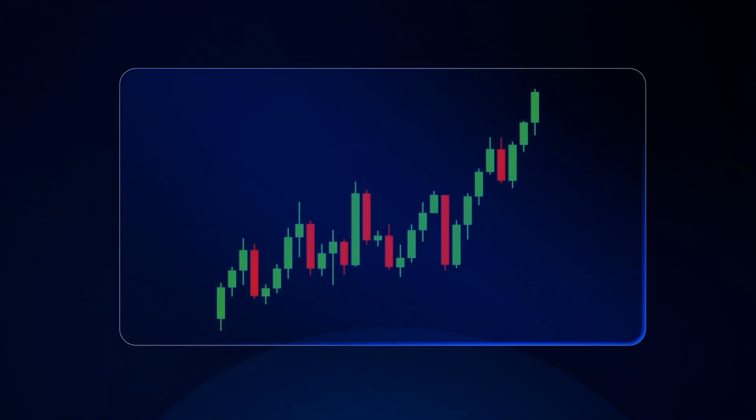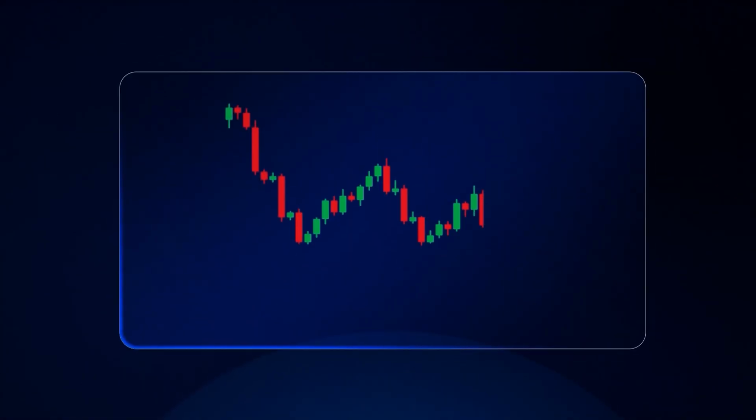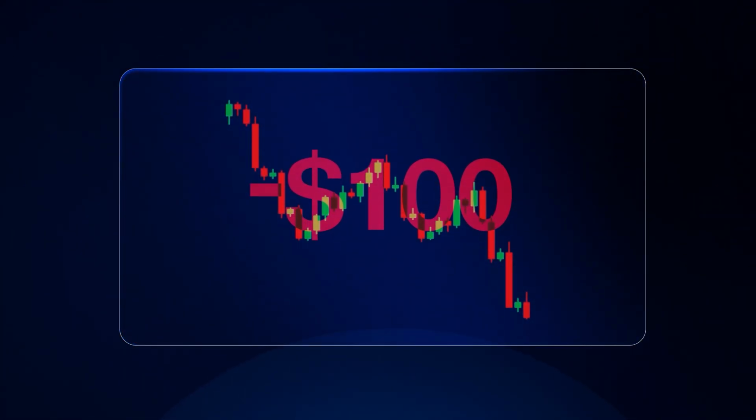Now, this is very important to remember. The bigger your lot size, the more money you make or lose per pip. So for example, if you're trading one lot, each pip might be worth $10. If the market moves 10 pips in your favor, that's $100. But if it moves against you, that's a $100 loss. And that's why understanding your lot size is critical to managing your risk.